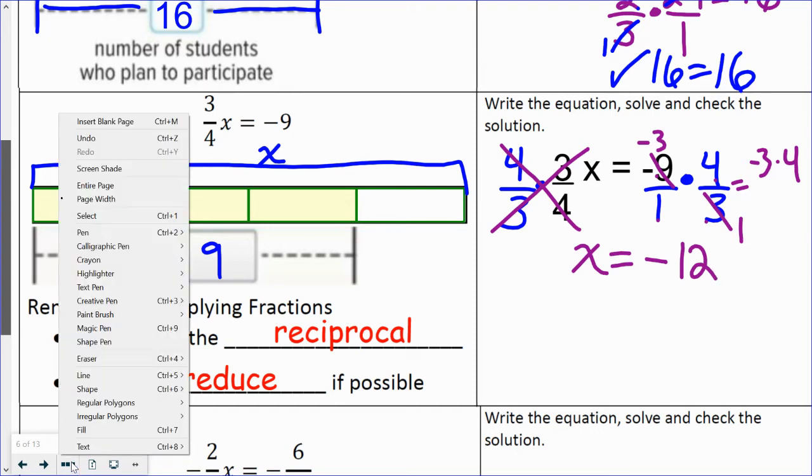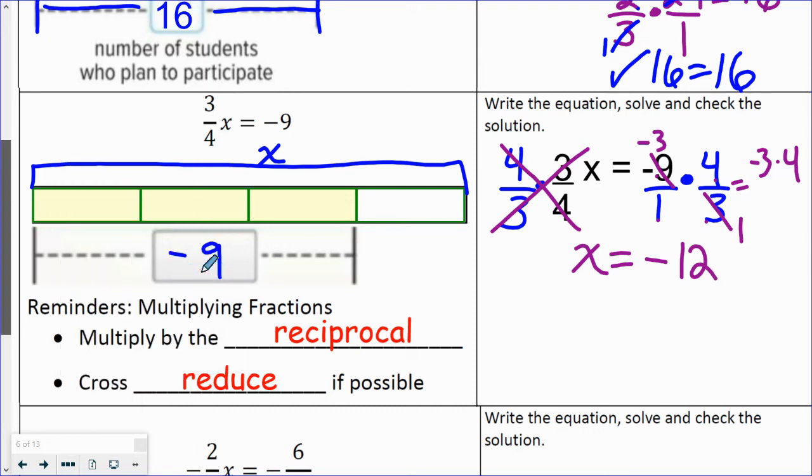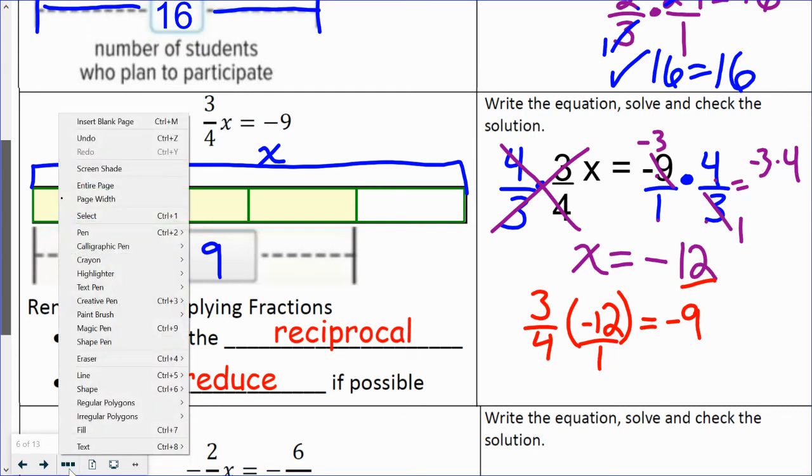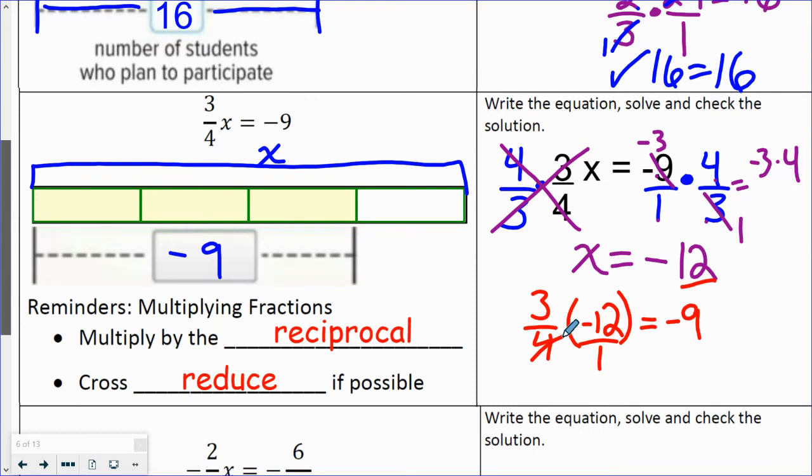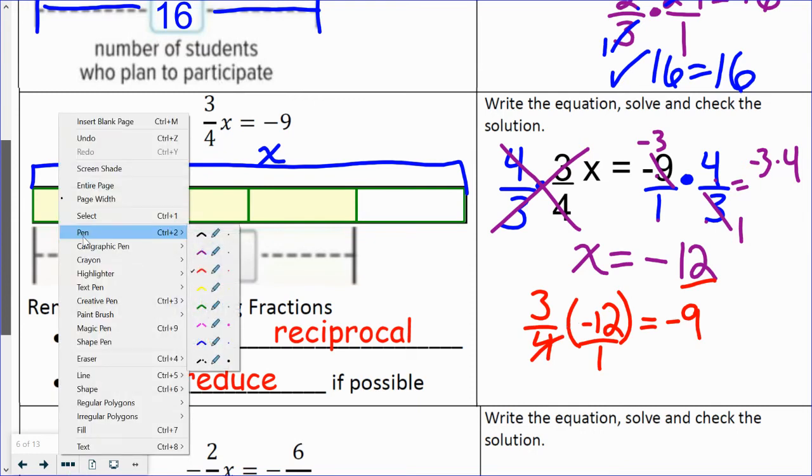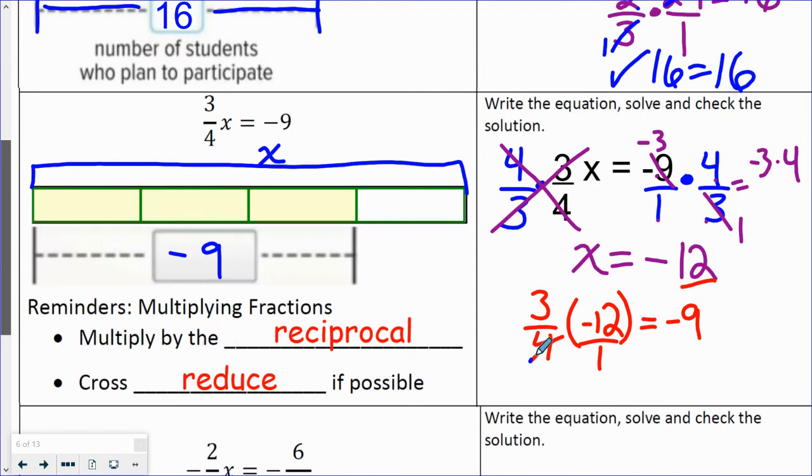And as always, we want to check our work. Rewrite your equation. Replace x with your solution of -12. And we want to know, is that going to equal -9? Well, if I put my 1 under here, I'm now going to look. Can I cross cancel before I actually multiply? Well, can 4 go into 12? Yes, it can. Oh, it did select me a different color. There we go. We can cancel 4.